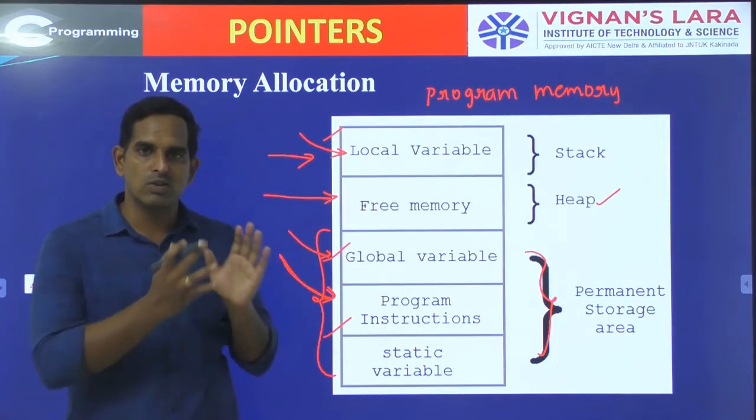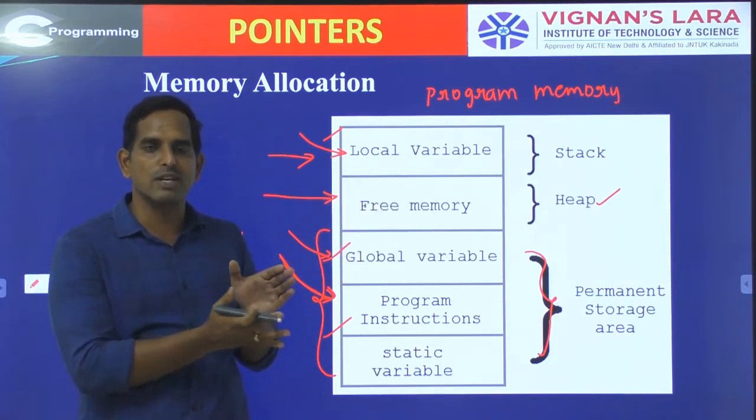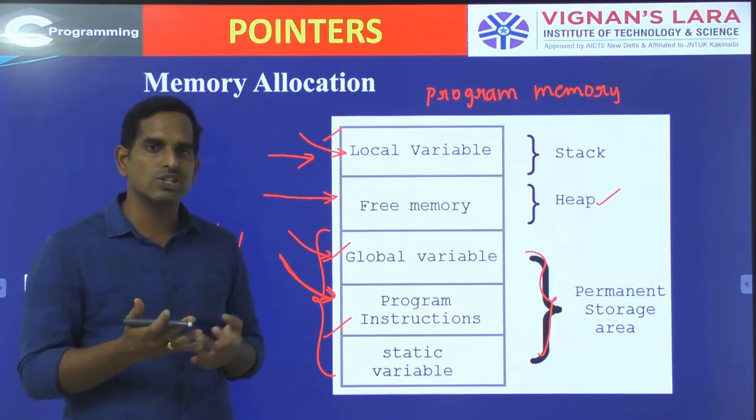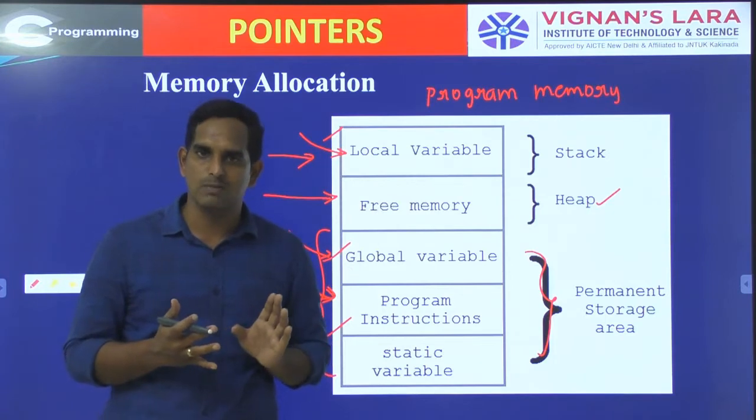The free memory is the only memory which will not be a fixed memory. It will keep changing based upon the allocation and deallocation you do during the dynamic memory allocation.